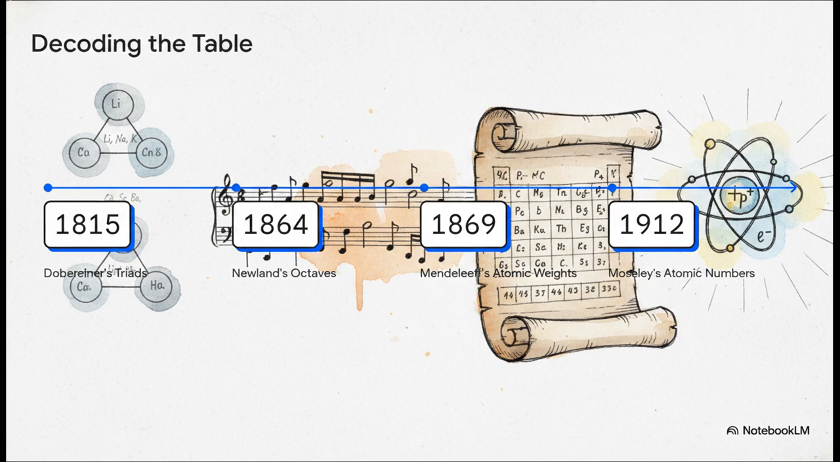Then in 1864, Newlands tried octaves, noticing that properties repeated every 8th element, almost like notes in music. By 1869, Mendeleev gave us the first real periodic table, arranging things by increasing atomic weight. Better, but still flawed. It wasn't until 1912 that Henry Moseley had a massive aha moment. He discovered that the true key wasn't atomic weight at all, but the atomic number, the exact number of electrons or protons an element has. And honestly, that changed everything.